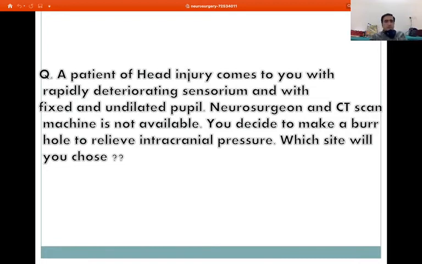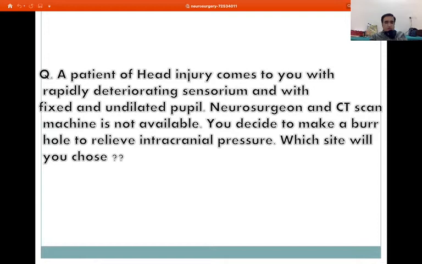A patient of head injury comes to you with rapidly decreasing sensorium and a fixed, dilated pupil. Neurosurgery and a CT machine are not available. We decide to make a burr hole to relieve the intracranial pressure. Which site will we choose?